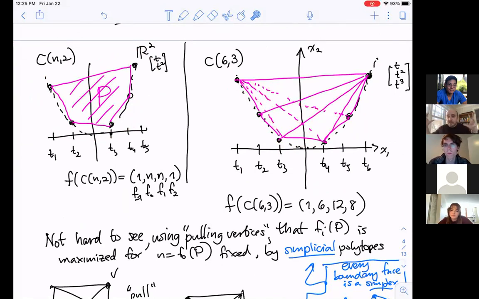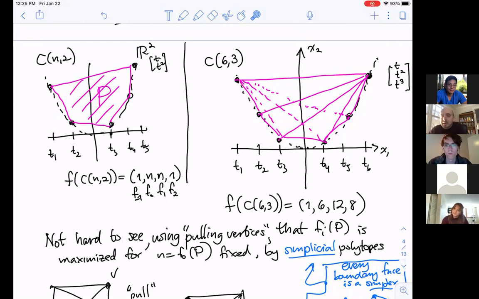And in higher dimensions, they're a little bit harder to picture, and we'll talk about how they have some interesting weird properties in higher dimensions, these cyclic polytopes. But Motzkin suggested that if you fix the number of vertices as n, like n is 6 here, they will maximize the number of zero-dimensional faces, one-dimensional faces, two-dimensional faces, and so on simultaneously.